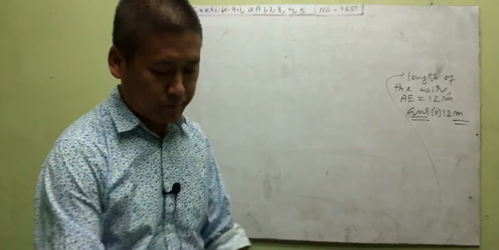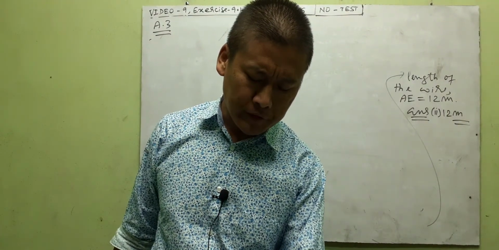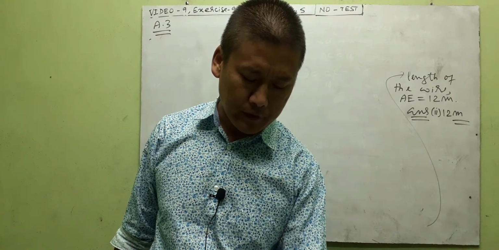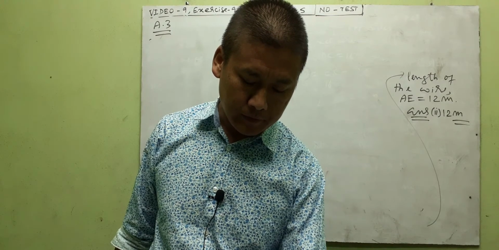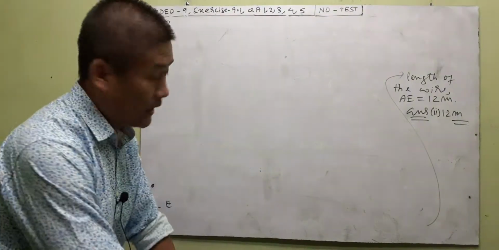Okay, let me read the question. The length of a string between the kite and a point on the ground is 93.5 meter. If the string makes an angle of theta with a level ground such that tan theta is 15/8, the height of the kite must be which one? We have to find the height of the kite.